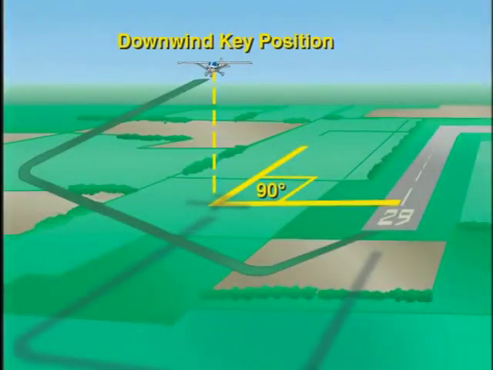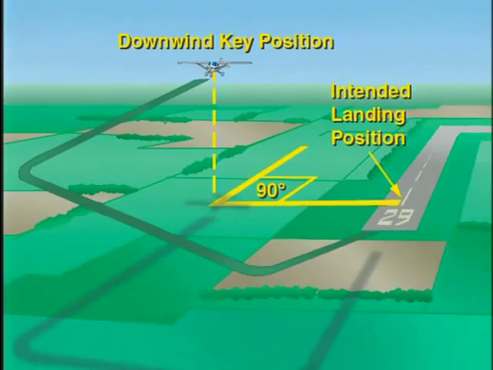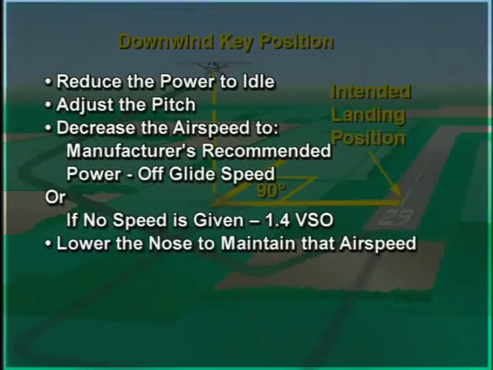Once you reach the downwind key position, which is opposite the point of landing, reduce the power to idle, adjust the pitch to maintain altitude, and decrease airspeed to the manufacturer's recommended power-off glide speed, or, if no speed is given, 1.4 VSO. Then lower the nose to maintain that airspeed.